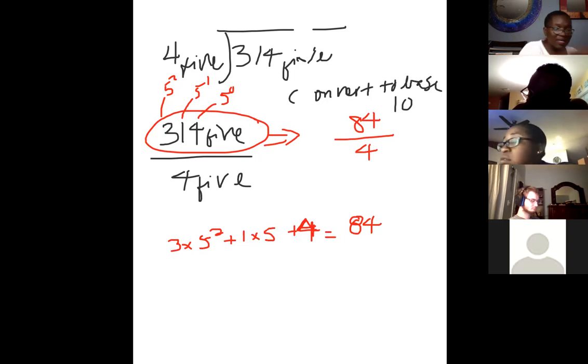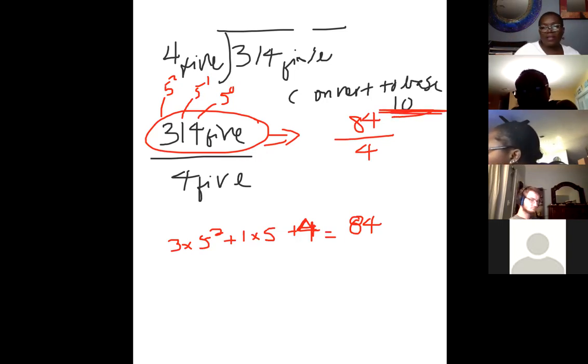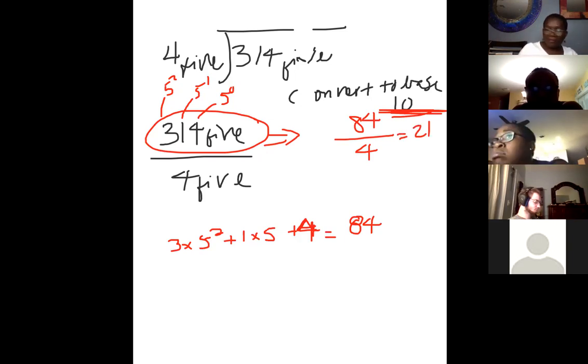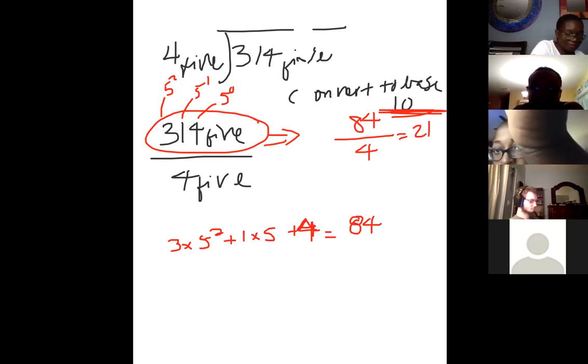So I'm in base 10, guys. Because I'm in base 10, everybody can divide in base 10. 84 divided by 4 is 21. So how come, if you convert the 314 base 5 to base 10, you don't have to convert the 4 base 5 to base 10?